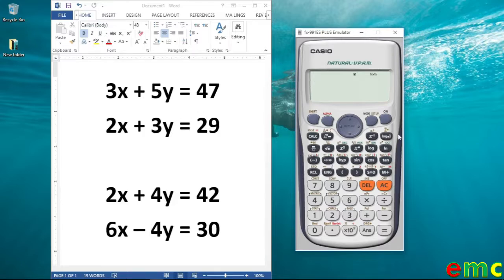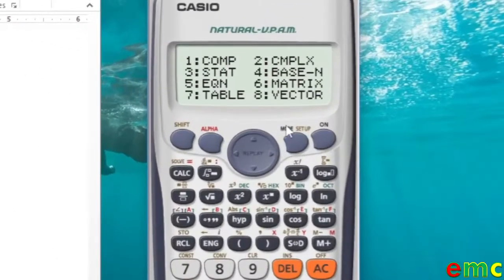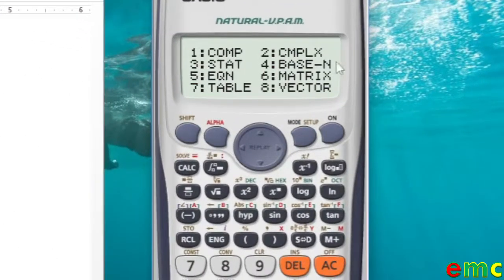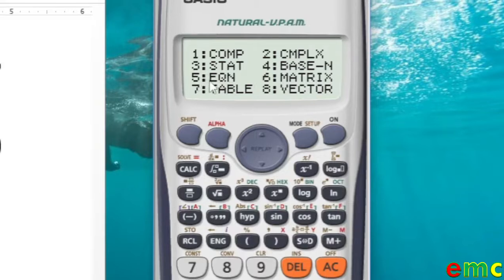So in using your calculator to solve simultaneous equations, by default when you turn on your calculator, it is going to be in the math mode. To solve an equation with your calculator, you are going to put it in the equation mode, and to do that you press your mode button. As you can see, we have complex number, statistics, number base, equation, matrix, table, and vector. Since we are talking about equations, we'll be going to the equation mode, and that is 5.